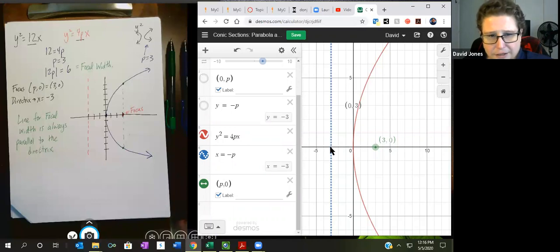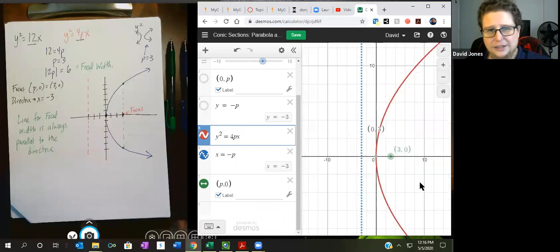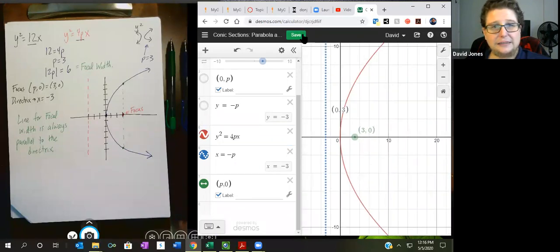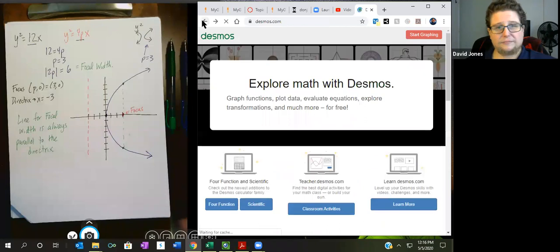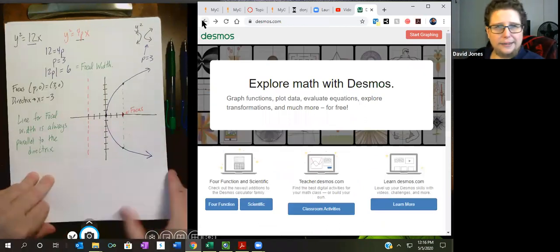We've got a directrix at x equals -3. If I go up and down from the focus, it's hitting at 6 and -6. And so that's a good sketch of the graph. Okay. Let's play a little bit more with this.